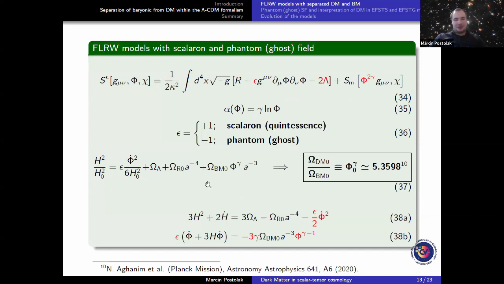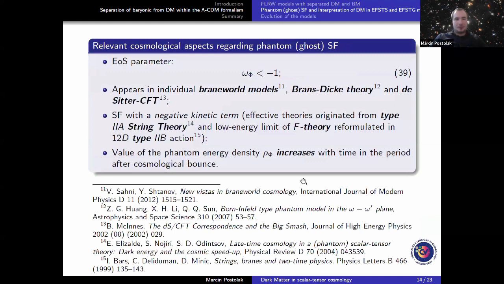And from the constraint equation, we obtained the correct ratio of the dark matter to baryonic matter densities. In our model, it's just the present-day value of the scalar field to the power gamma. So here you can see the Friedmann equation and the Klein-Gordon equation with the additional epsilon and additional terms coming from the non-minimal coupling between baryonic matter and the scalar field.